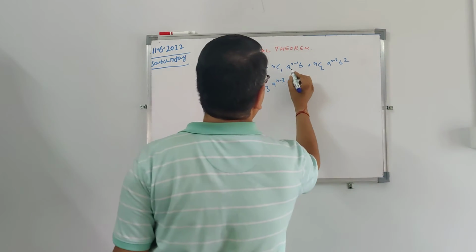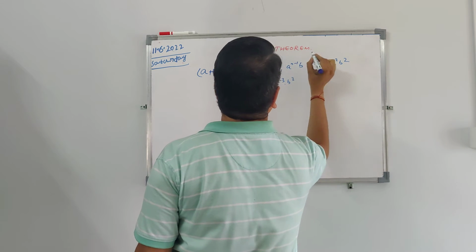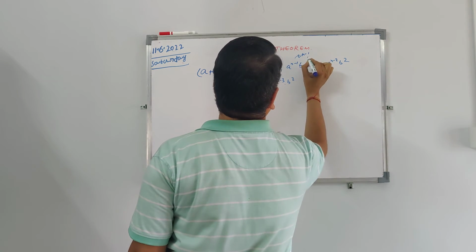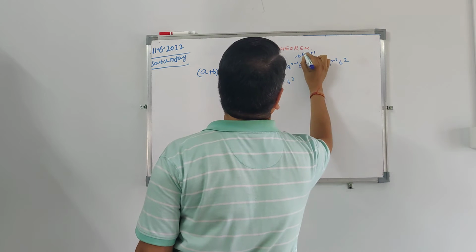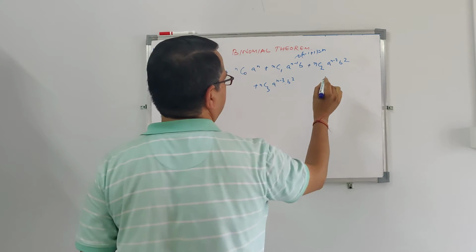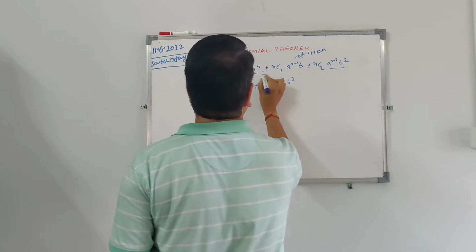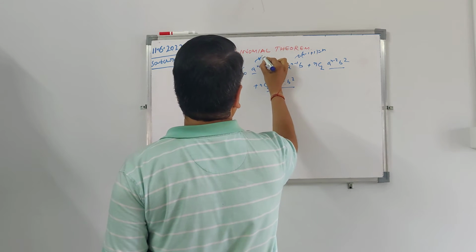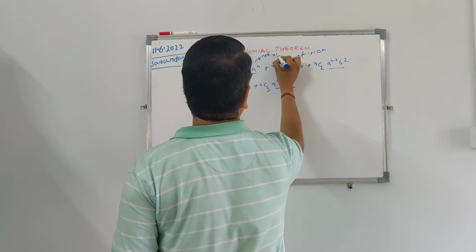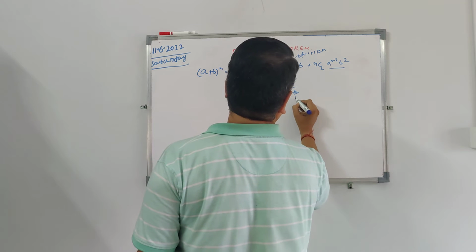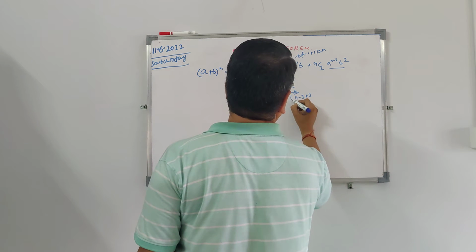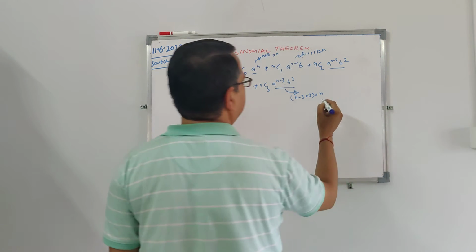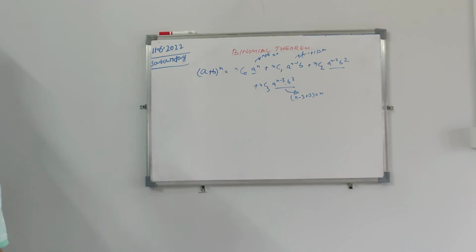You can see n minus 1 is the index here, and 1 is the index of b here. So the total sum of indices is equal to n. In each term, the sum of indices is equal to n. Here it is n plus 0, so the sum of indices is equal to n. Here, n minus 3 plus 3, so the sum of indices is again n. So everywhere the sum of indices remains the same.